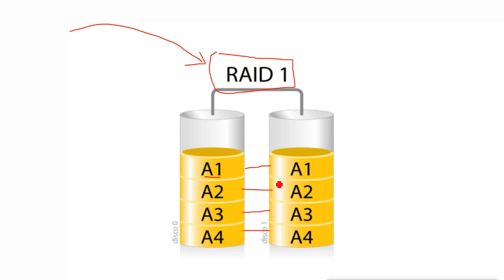So it is creating the mirror image. That is why it is called mirror volume. Now if I lose any of the disks, suppose I lose this disk, what happens? I am having the same data in the other disk. No problem if I lose one disk. But there is one more thing.